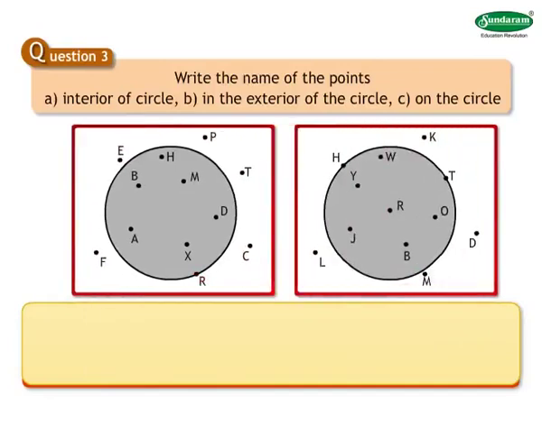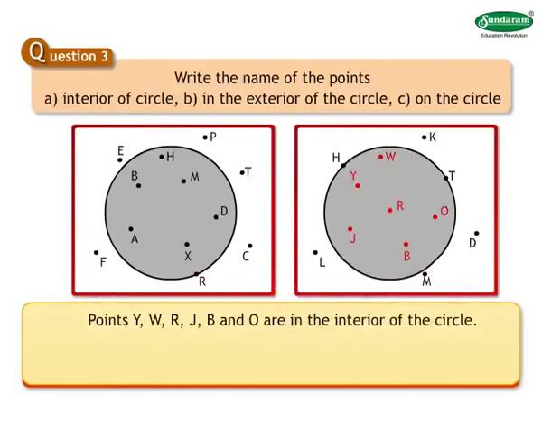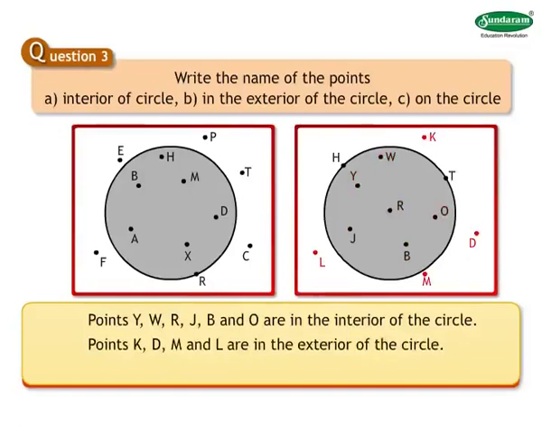Number 2. Points Y, W, R, J, B and O are in the interior of the circle. Points K, D, M and L are in the exterior of the circle. Points H and T are on the circle.